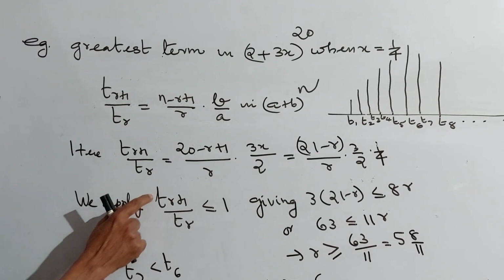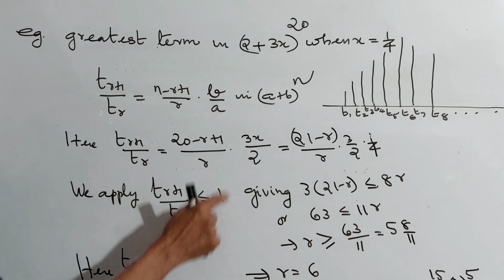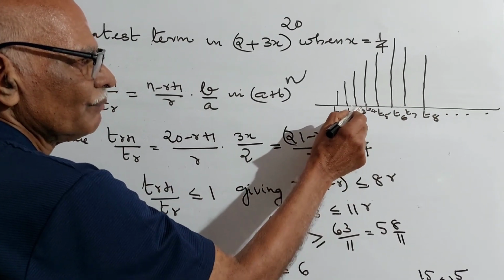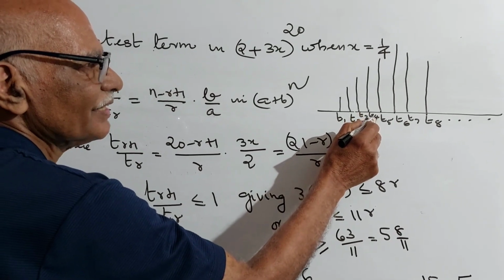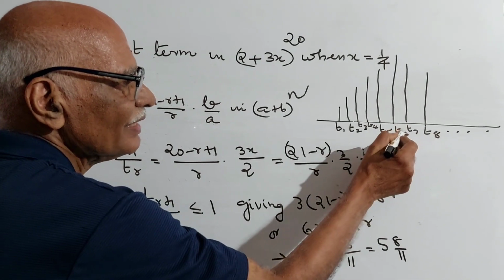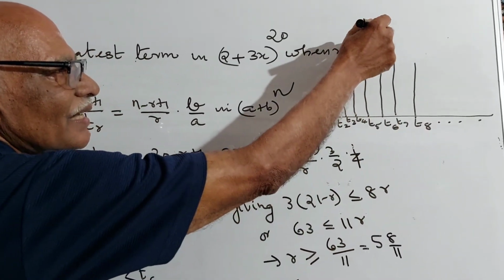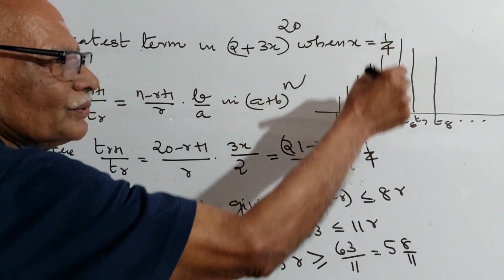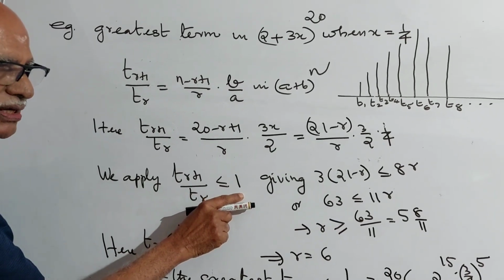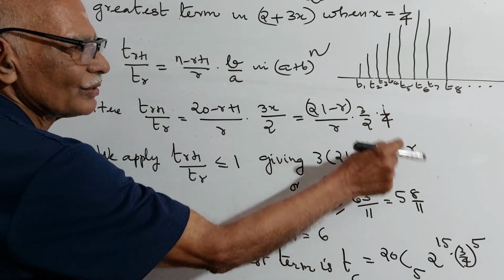Now we apply T(r+1)/T(r) ≤ 1. Now we can see in the expansion T1 is less than T2, is less than T3, is less than T4. But a stage comes, you can see T7 is less than T6, T8 is less than T7. So there is an upper bound, a maximum value that comes out. So T(r+1)/T(r) is less than or equal to 1, giving 3 into (21 − r) is less than or equal to 8r.